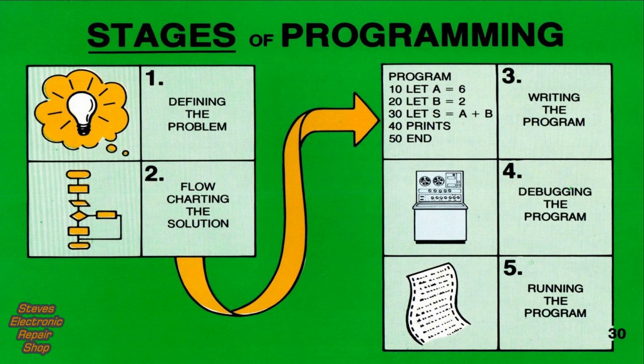Essentially, 5 steps are followed when developing a program. First, we must define the problem. Second, we must flowchart or map the solution. Now we can write the program using the flowchart as a guide. Next, we debug the program trying to remove any errors. Finally, we run the program and obtain the results.